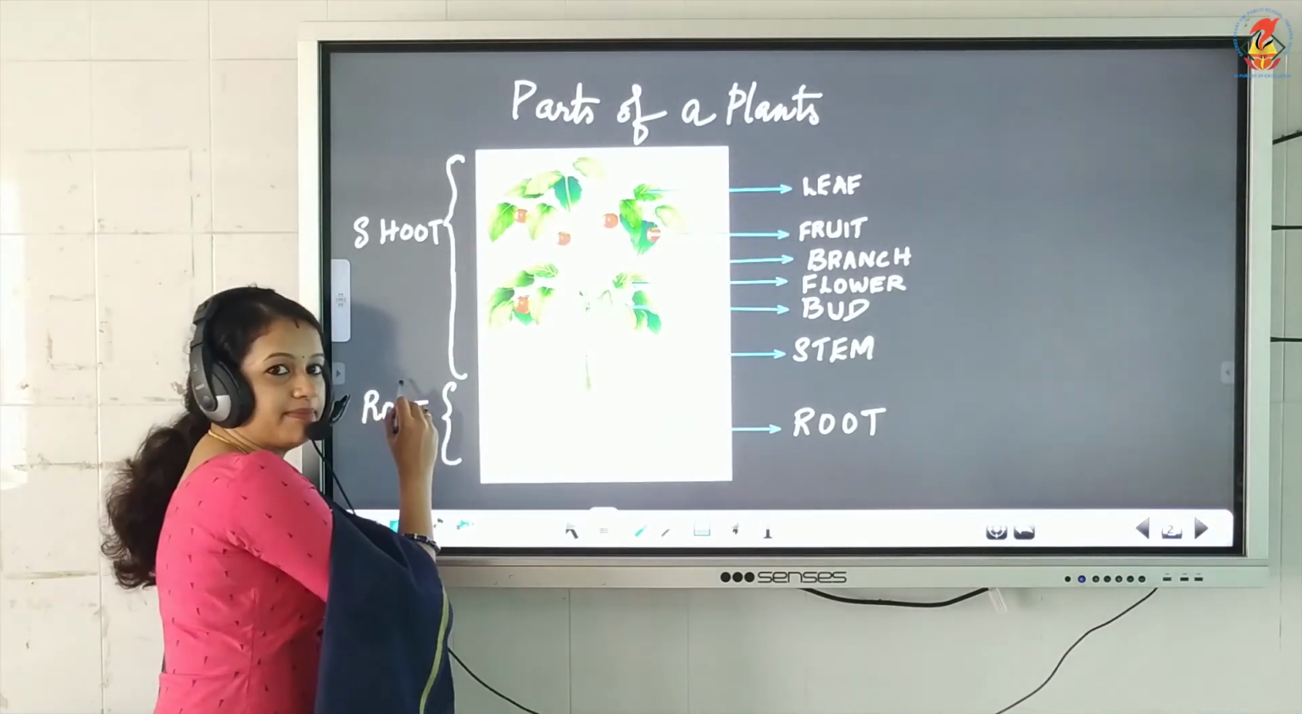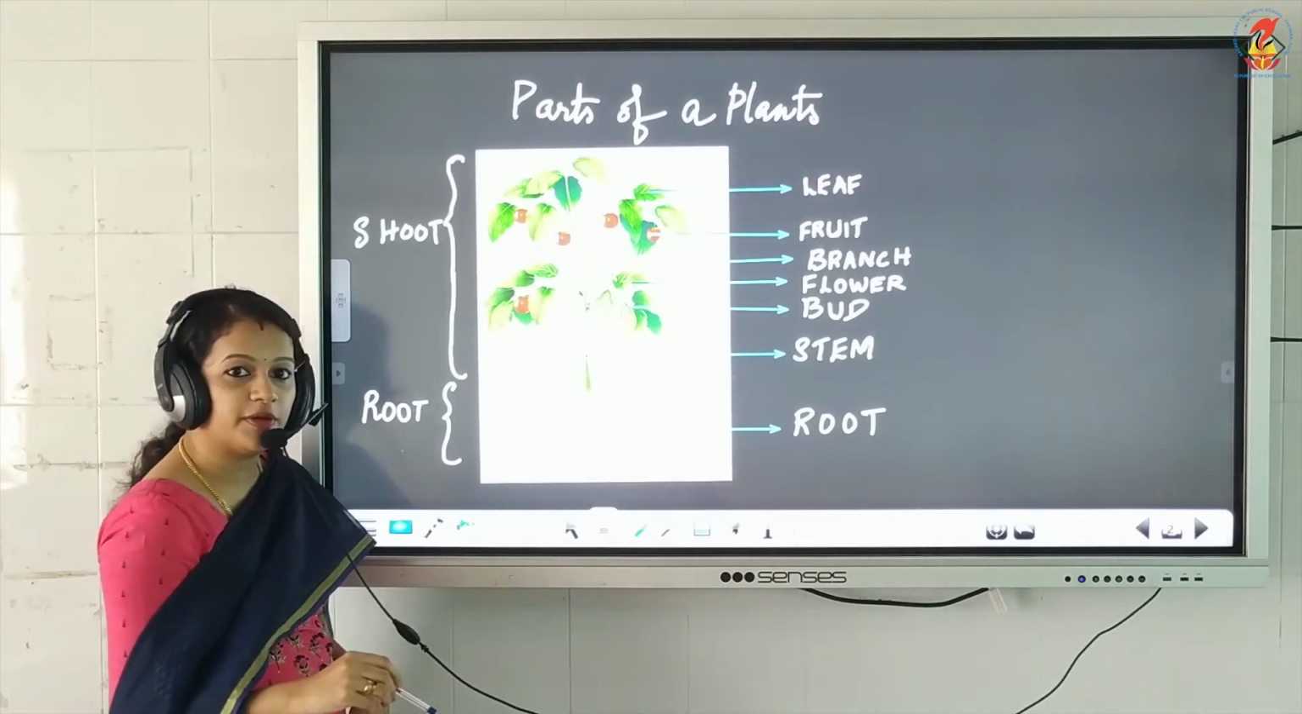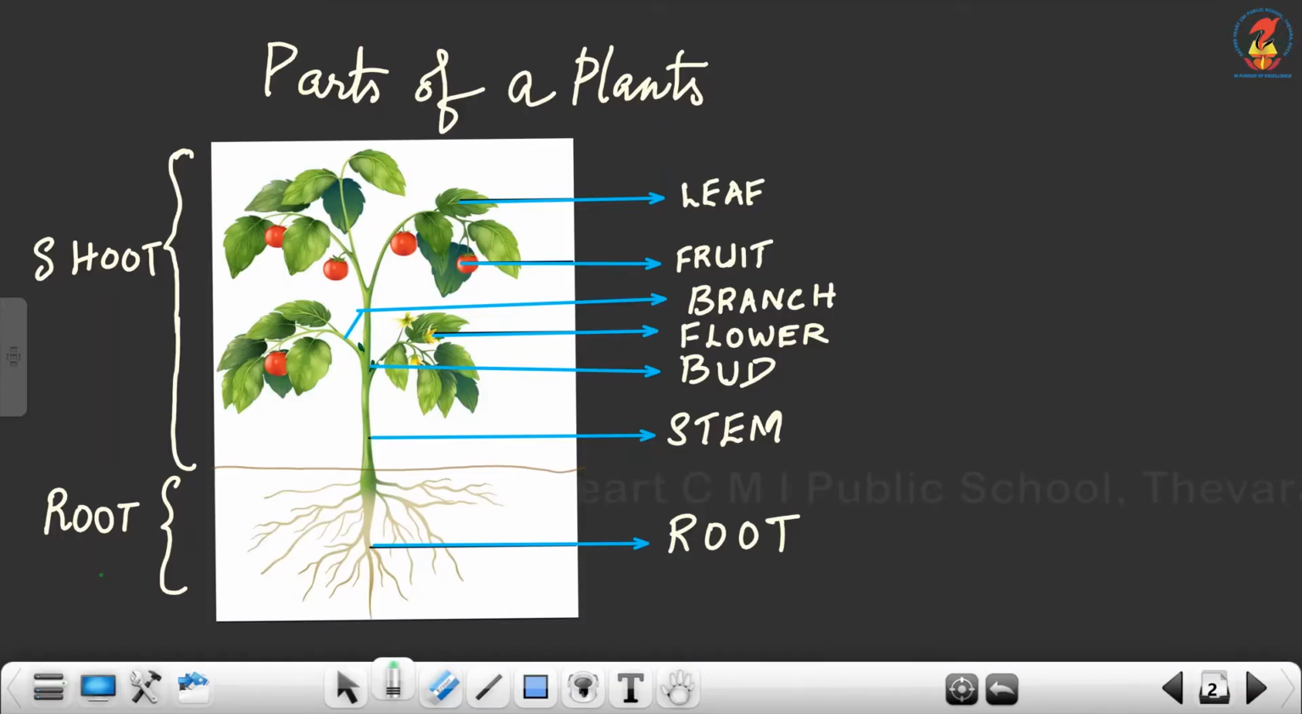Root is seen below the ground. The portion of the plant that is seen below the ground is called root, and the portion of the plant that is seen above the ground is called shoot. The shoot has different parts. It mainly consists of the stem. This green colored thing is the stem.